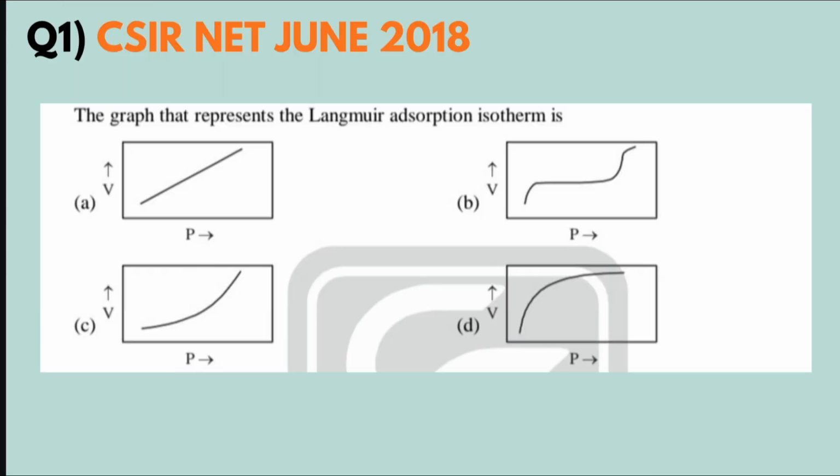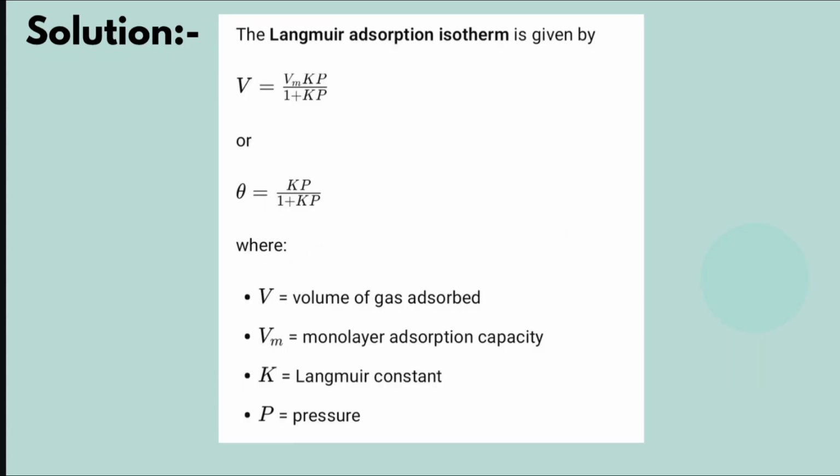This question is asked in CSIR NET June 2018. The graph that represents the Langmuir adsorption isotherm is... Four options are given. Now we'll see the solution.